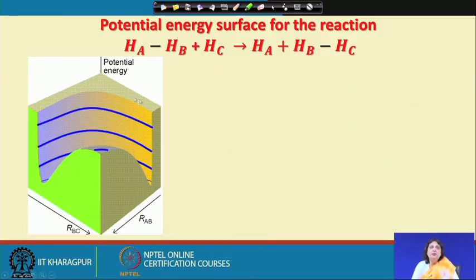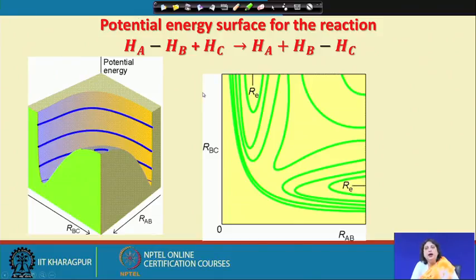Okay. Now, this is a three-dimensional picture. Most of the time it is much easier to look at what is known as a contour diagram of this potential energy surface. In this contour diagram, as you see, each minimum corresponds to contours with very small diameter. So, this is a minimum which corresponds to this product state.